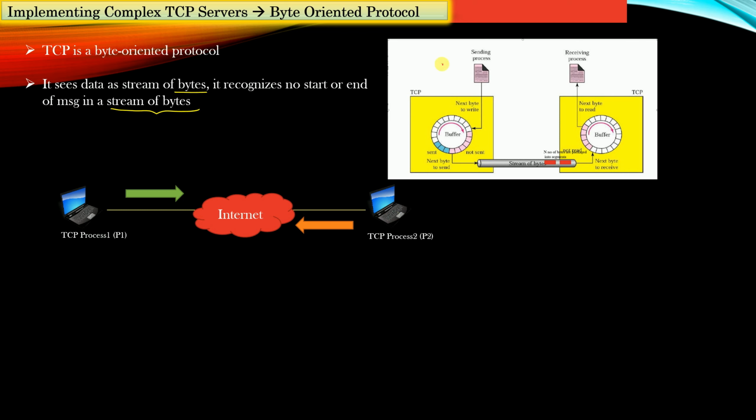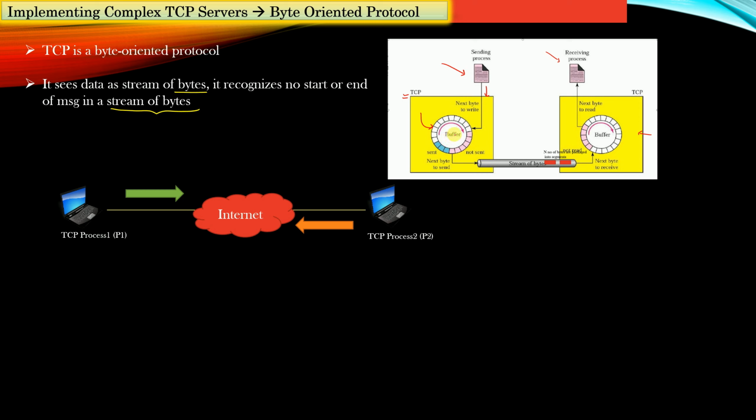You can see in this diagram we have a sending process, and beneath the sending process is the TCP protocol running. TCP runs at the transport layer and the process runs at the application layer. And you have a receiving process, and beneath the receiving process you have a receiving TCP running. The data generated by the sending process is pumped into the circular buffers of the TCP protocol. So TCP maintains a circular buffer.